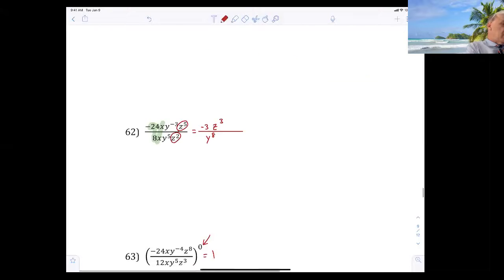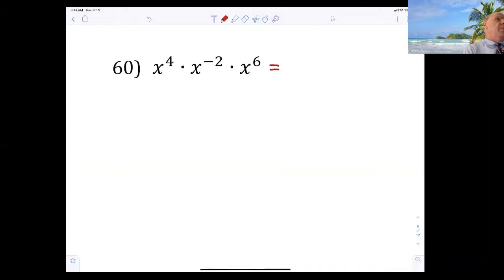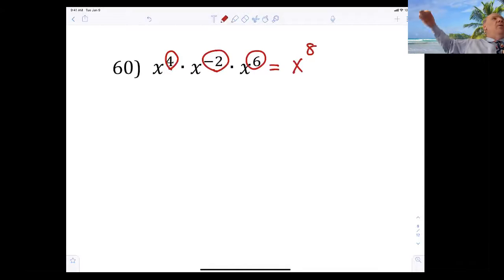All right, here we go. Let's knock out 60. Now this one should be pretty easy because the rule is, what do we do to the exponents? Just add them. So this and this makes what? 8. X to the 8th. And again, if you're having a little struggle, just put at the top, add exponents. When you're multiplying variables, you add exponents. That's the rule.